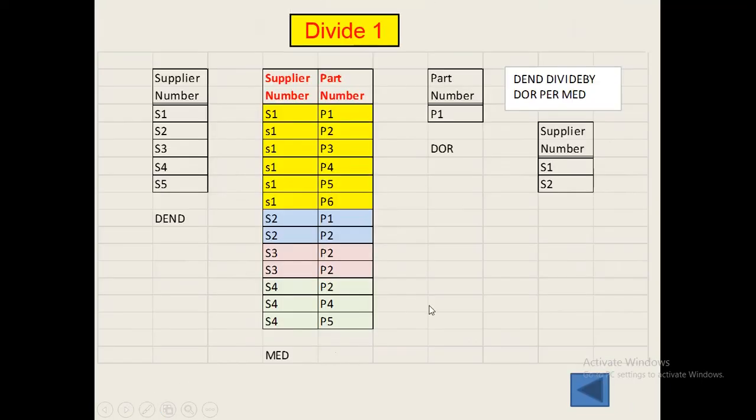The next operation is division. Division is typically required when we want to find out entities that are interacting with all entities of a set of different type entities. In the first example of the divide operation, the dividend is divided by the divisor per mediator. Here, the dividend is supplier number, the divisor is part number, that is P1, and the mediator is the relation with attributes supplier number and part number. The result of this operation is the list of supplier numbers of those suppliers supplying part P1, that is supplier numbers S1 and S2.